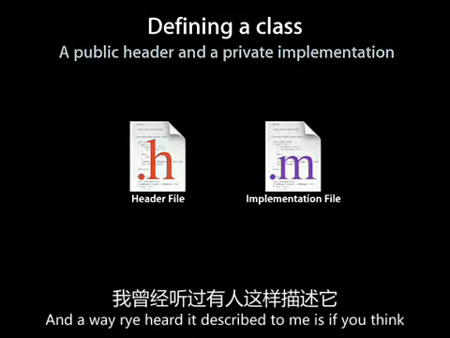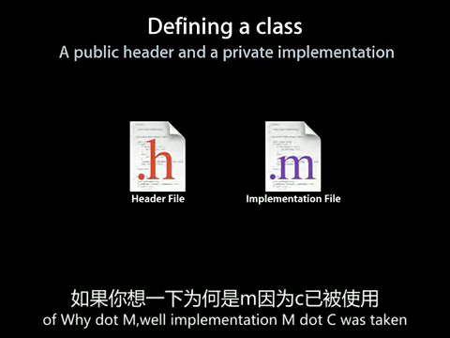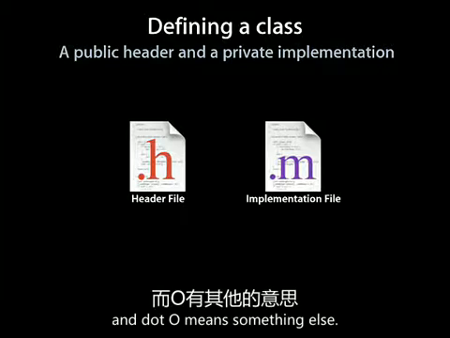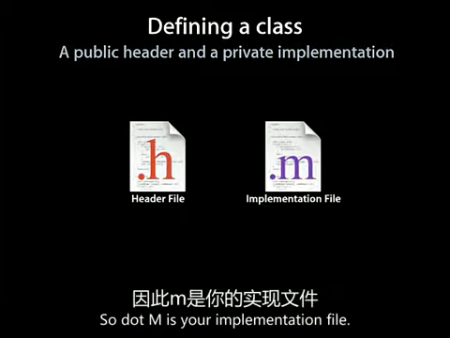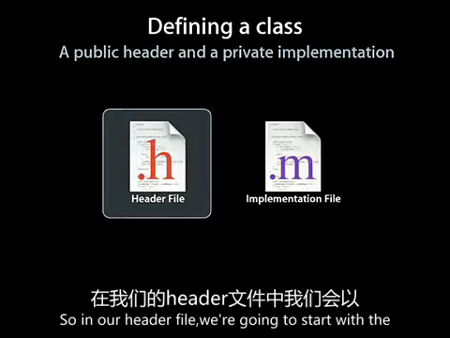A way I've heard it described is: why .m? Well, implementation, m. .c was taken, and .o means something else. So .m is your implementation file. So let's first look at the header file.